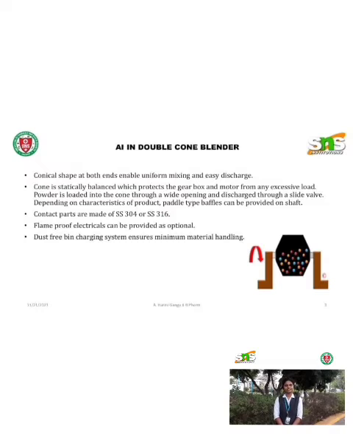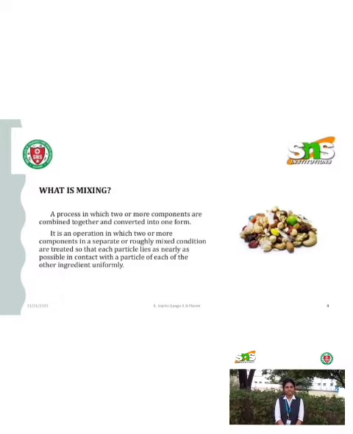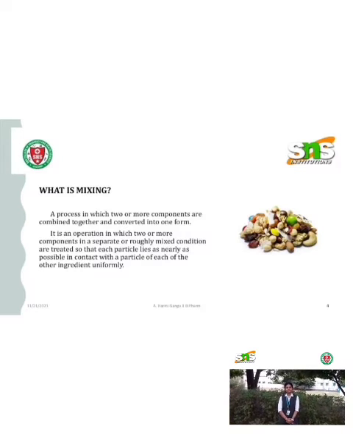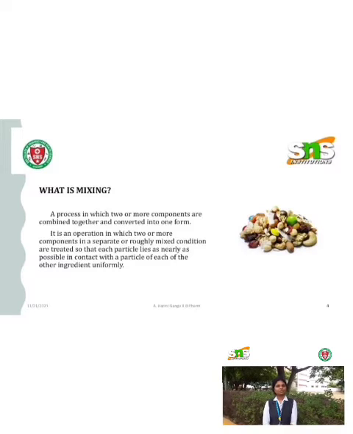Let's see what is mixing. Mixing is a process in which two or more components are combined together and converted into one form. It is an operation in which two or more components in a separate or roughly mixed condition are treated so that each particle lies as nearly as possible in contact with the particle of other ingredient uniformly.